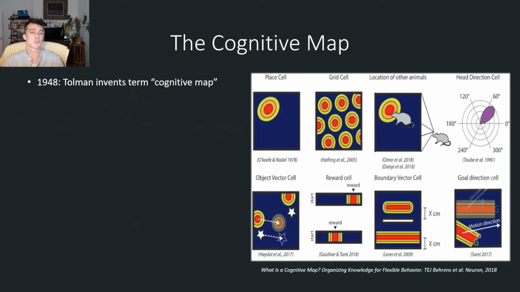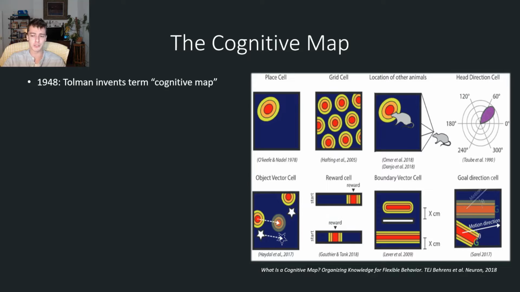So, the term was coined in 1948 by Edward Tolman and means an internal neural representation which allows an animal to encode, store, recall, and decode information about the relative locations and attributes of an environment. So the idea is that we all have these maps in our brains, and we're using those maps to navigate through our environment and keep track of our position relative to other things.